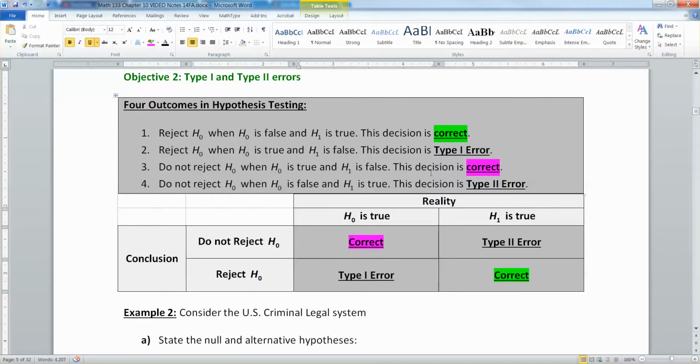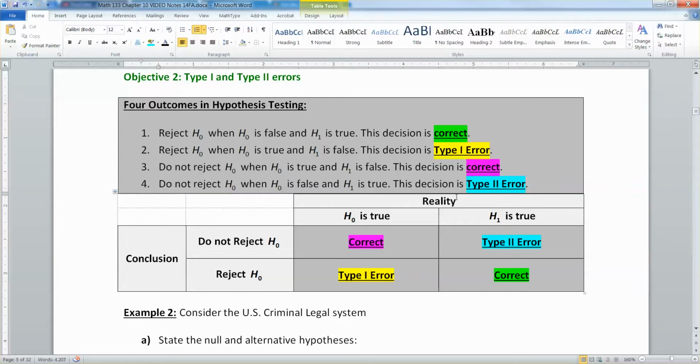But there are a couple errors you can make. You could reject the null hypothesis even though it was actually true. That would be a type 1 error. That's right here. Or you could not reject the null hypothesis, but the alternative was true. That would be a type 2 error. See right there.